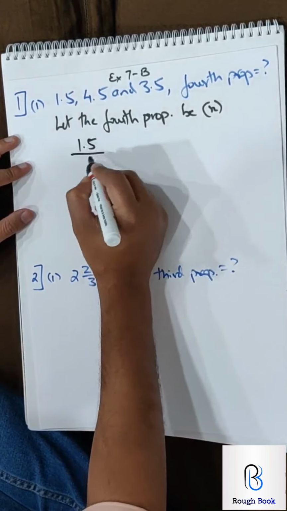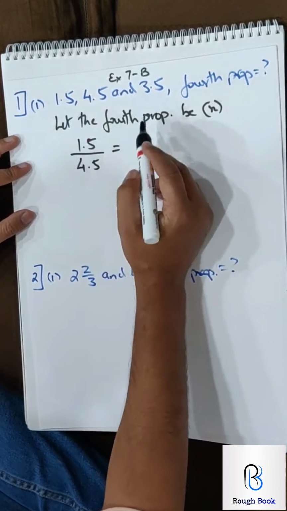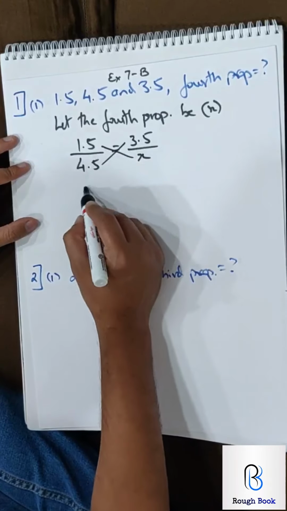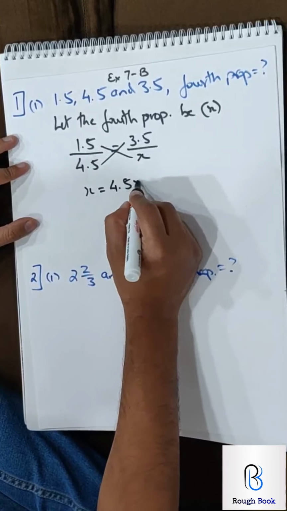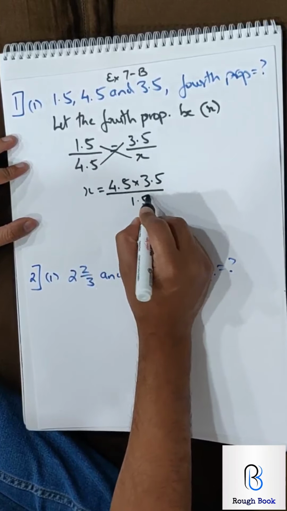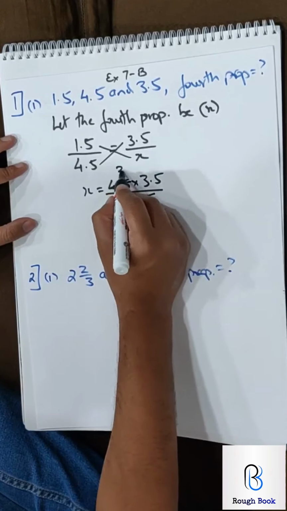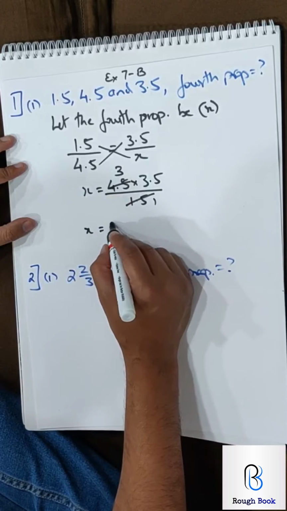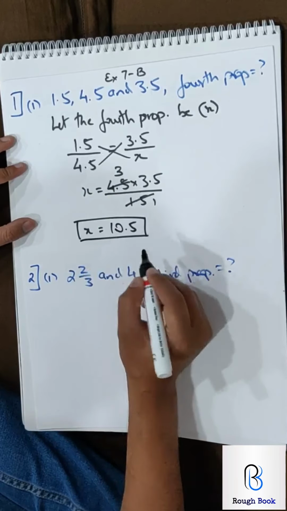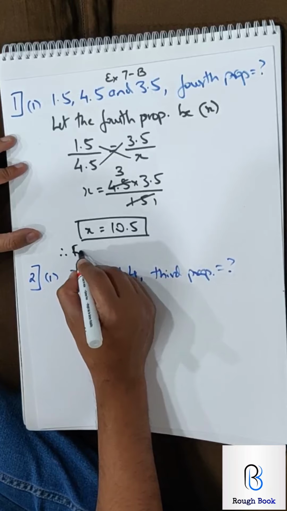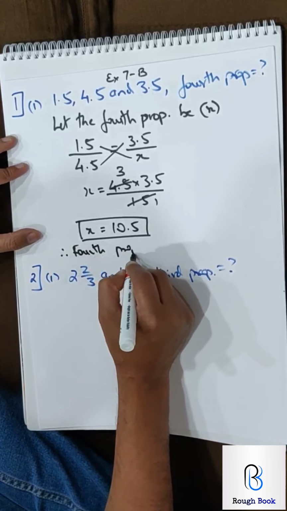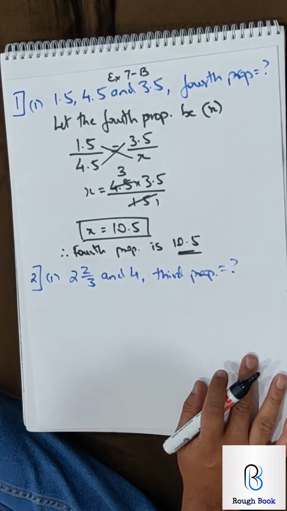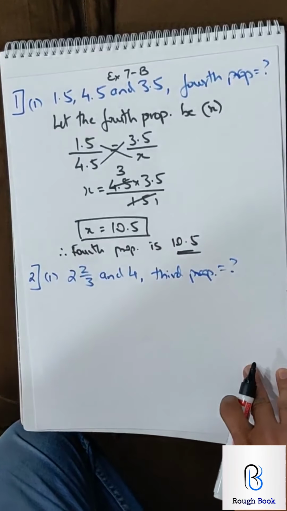So 1.5 upon 4.5 because they are in proportion, 3.5 upon x because this one is missing. You cross it. So I'll get x is equal to 4.5 into 3.5 upon 1.5. 1s are, 3s are. So my final answer 3 into 3.5 will be 10.5. So I get the value of x. I will write the final answer. Therefore, fourth proportion is 10.5. I hope this becomes very simple for everyone to understand and everyone can manage doing it.